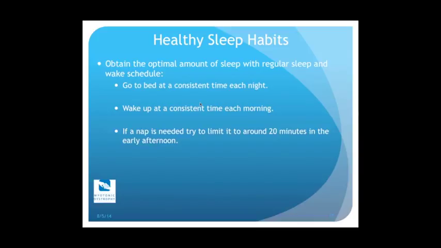If a nap is needed, try to limit it to around 20 minutes or so. What happens when we take longer naps than that, we start to get in the deeper stages of sleep, stage 3, stage 4. These are the stages of sleep where, as a child and even as adults, we release a lot of growth hormone. But what happens is that when you try to wake up from those deep stages of sleep, you have this incredible amount of sleep inertia.